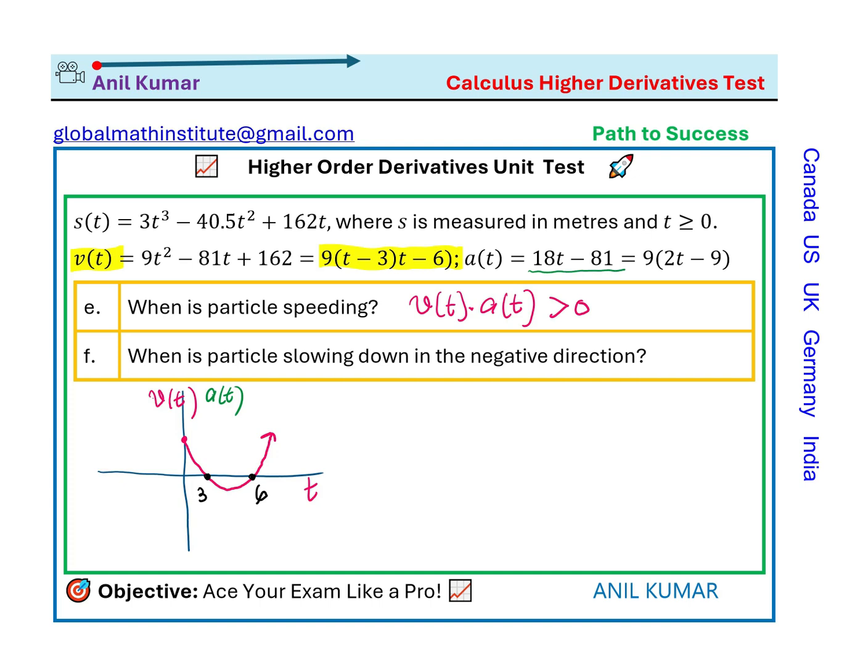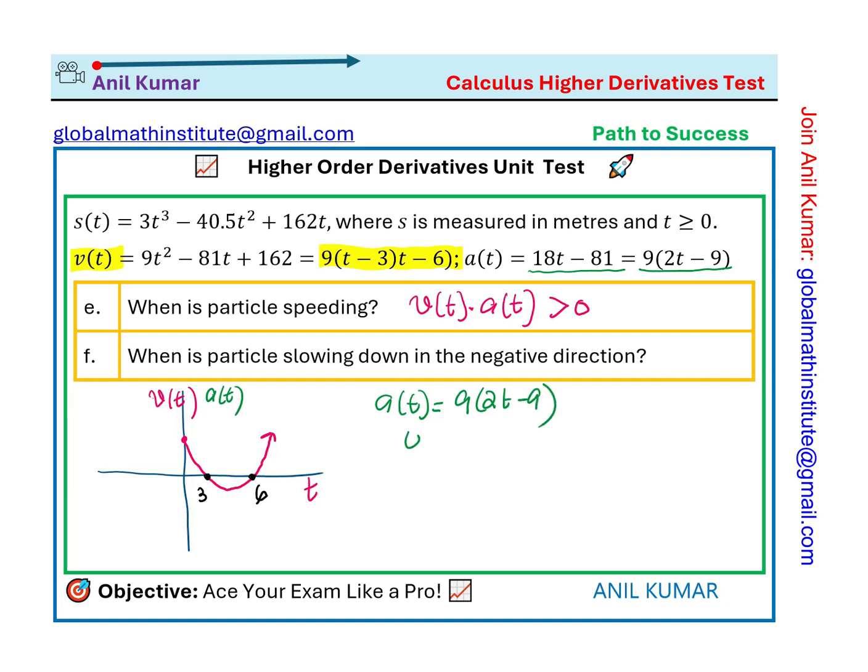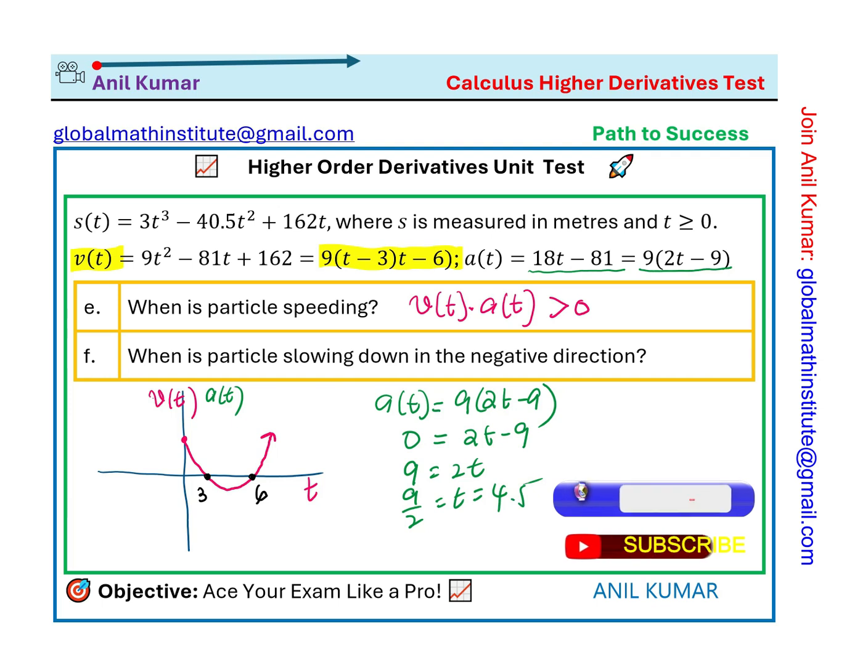Minus 81, 18t, correct? And also from here, you can see that the acceleration given to us is actually 9 times 2t minus 9, correct? So when is this 0? So this will be 0 when 2t minus 9 is 0, or 9 equals 2t. Let me write down, and 9 over 2 is t, right? Which is 4.5, right? What I'm trying to say is that this point here is 4.5 for you, right?